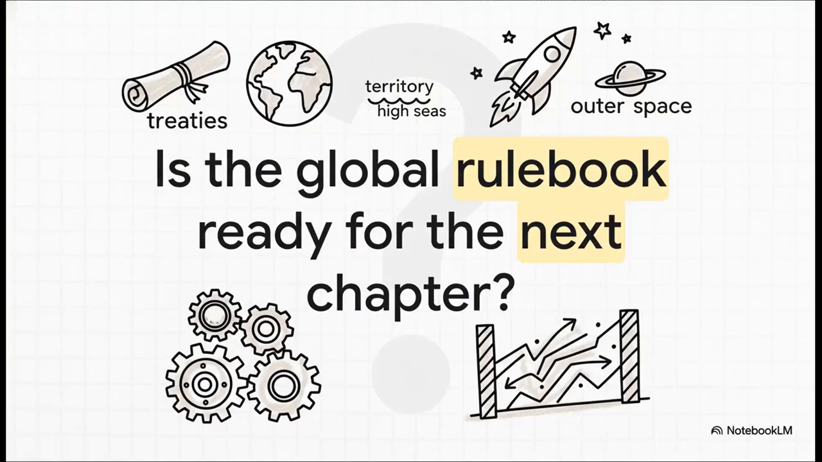So there you have it, from treaties to territory, from the high seas to outer space. International law is this invisible web that helps our incredibly complicated world actually work. It's a system built by states, for states, and it's always, always evolving. But as we face all these new global challenges that don't care about borders, I'm talking about cyber warfare, climate change, it leaves us with one massive question. Is this global rulebook, built mostly in the 20th century, really ready for the next chapter?